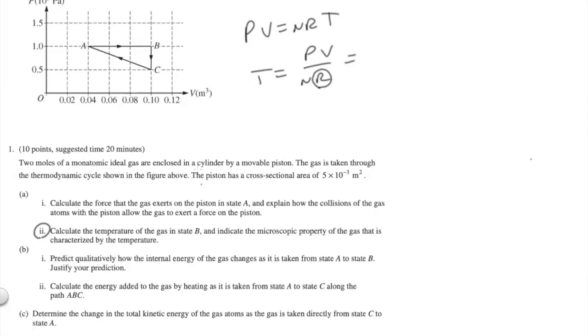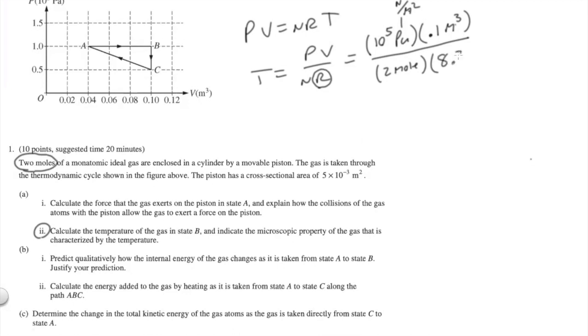We want temperature at state B. Pressure at B is 10 to the 5th pascals, and again, a pascal is a Newton per meter squared. Volume at point B is 0.1 cubic meters. So our units are looking good. We have 2 moles, so the number of moles is 2. And the gas constant we want to use is the metric version, which is 8.31 cubic meter pascal over mole Kelvin.